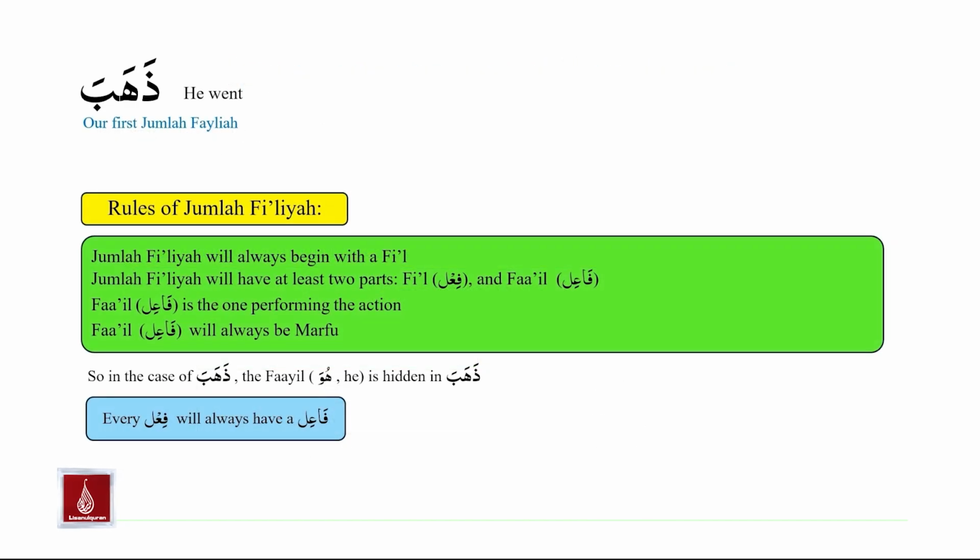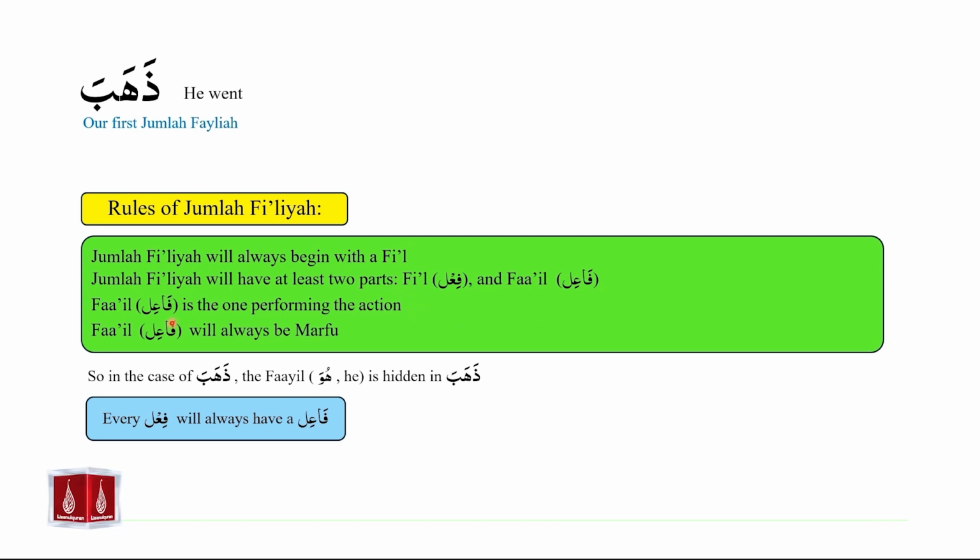We finally made our first jumla fi'liya, which was zahaba. Zahaba means he went. We have the following rules for jumla fi'liya. Jumla fi'liya will always begin with a fi'il. Jumla fi'liya will have at least 2 parts, the fi'il and the fa'il. The fa'il is the one who is performing the action.